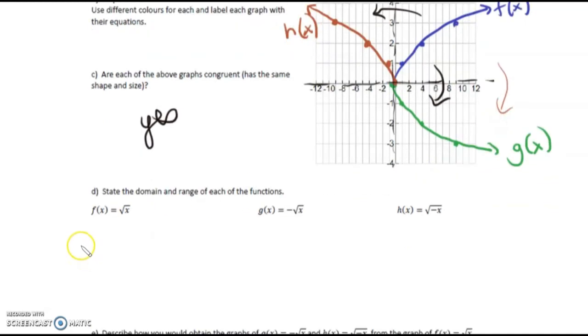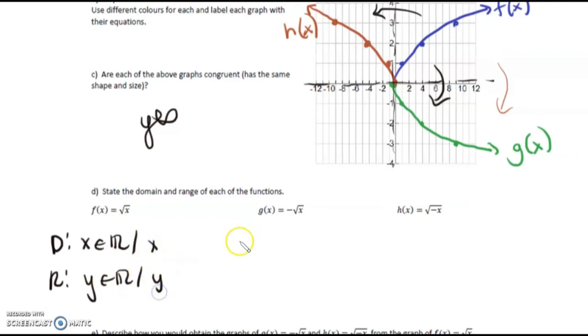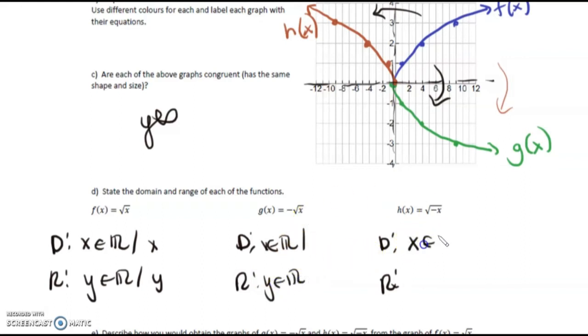Now it says state the domain and range for the functions. So setting up the domain and range, both the x and the y are going to have restrictions. I'm going to set up the domain and range for each of these. X is an element of the real number system, and y is an element of the real number system. What we're looking at here is our fake vertex. For all of them, it's actually 0, 0. Now we have to consider where these root functions are moving.